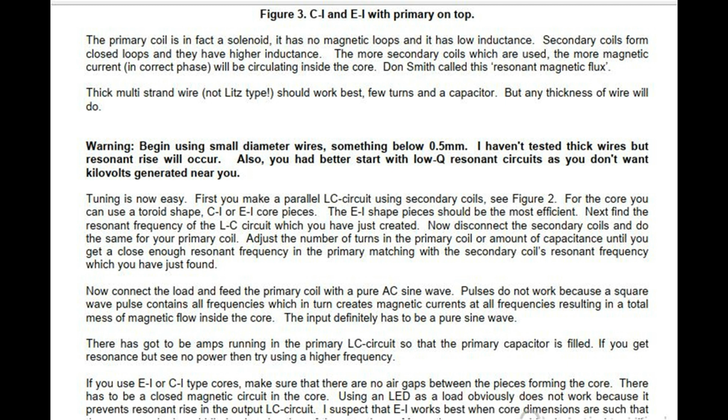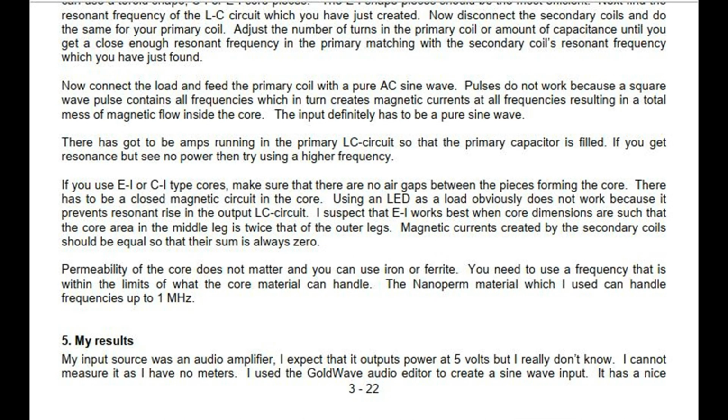If you use EI or CI type cores, make sure that there are no air gaps between the pieces forming the core. There has to be a closed magnetic circuit in the core. Using an LED as a load obviously does not work because it prevents resonant rise in the output LC circuit. I suspect that EI works best when core dimensions are such that the core area in the middle leg is twice that of the outer legs.